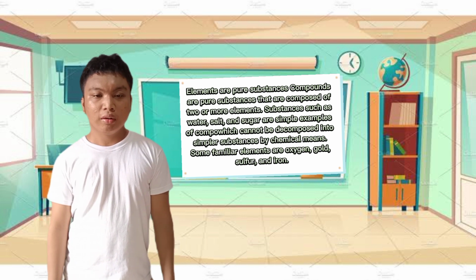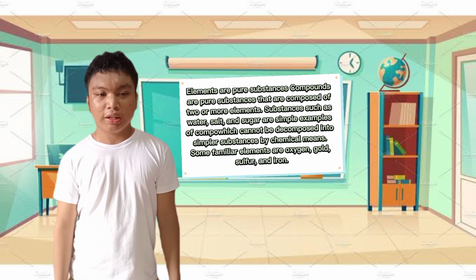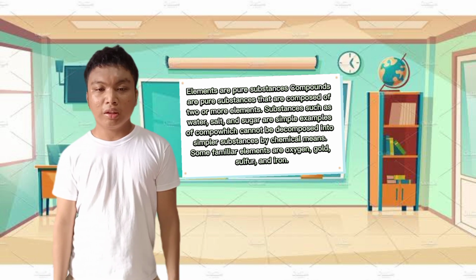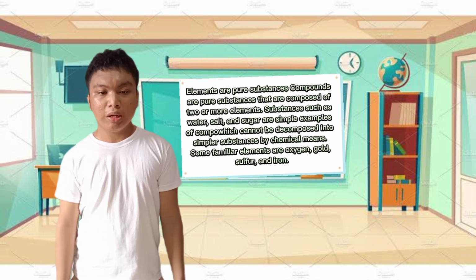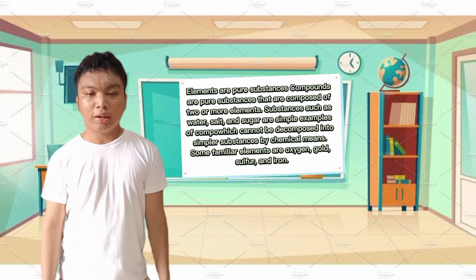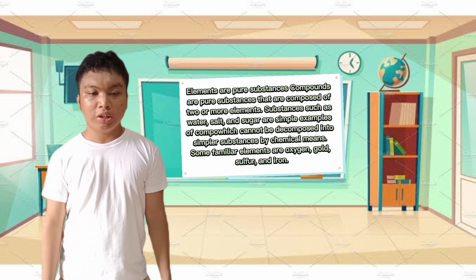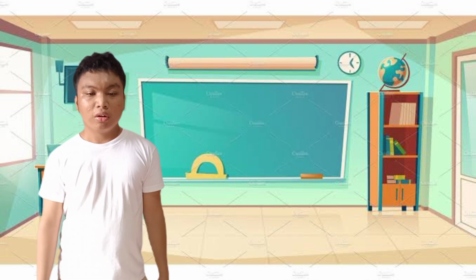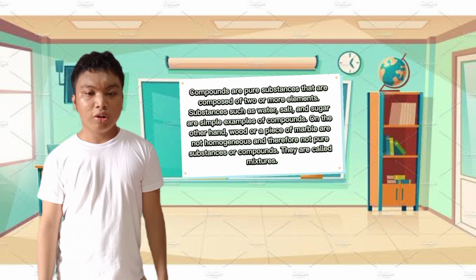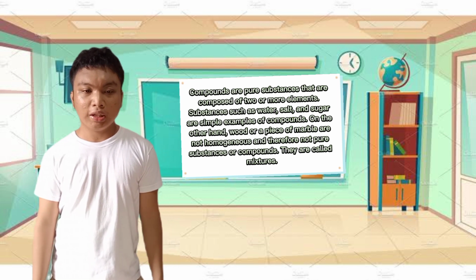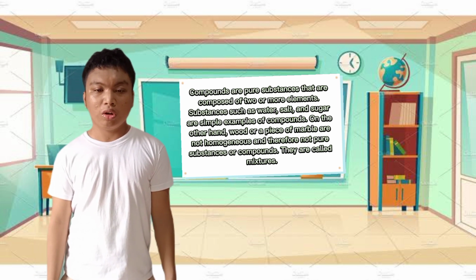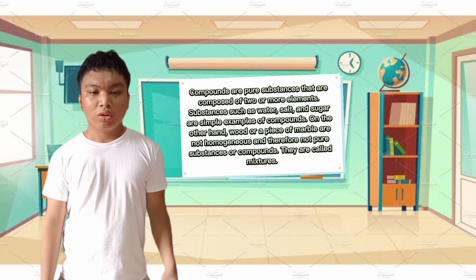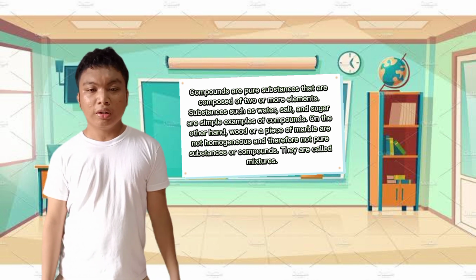Elements are pure substances which cannot be decomposed into simpler substances by chemical means. Some familiar elements are oxygen, gold, sulfur, and iron. Compounds are pure substances that are composed of two or more elements, such as water, salt, and sugar.